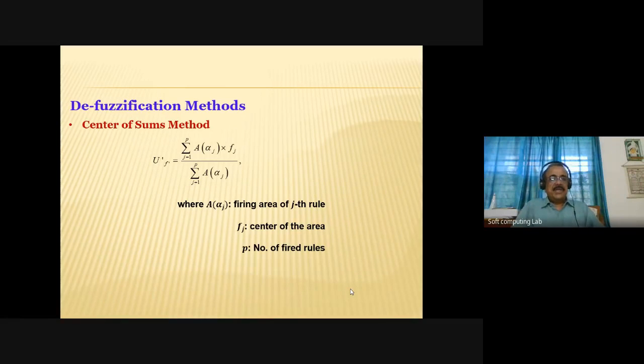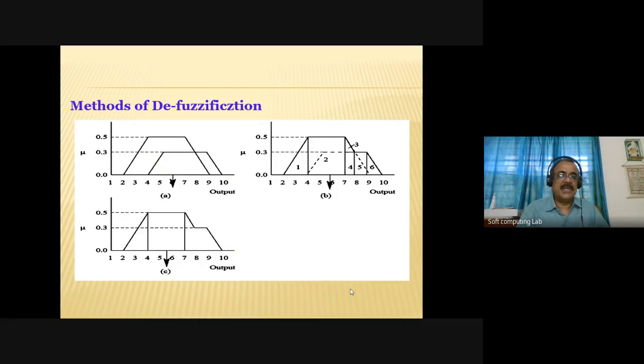Now if you see the literature, we have got different types of defuzzification methods. For example, we have got the center of sums method. It is very simple. For each of the truncated triangles, you find out the area and center of area. For example, for the first fuzzy rule, I can find out the area and center of area. Second fuzzy rule, I can find out the area and center of area. Then we combine and we try to find out the crisp output. So this is actually the most widely used method of defuzzification, but it has got its own merits and demerits.